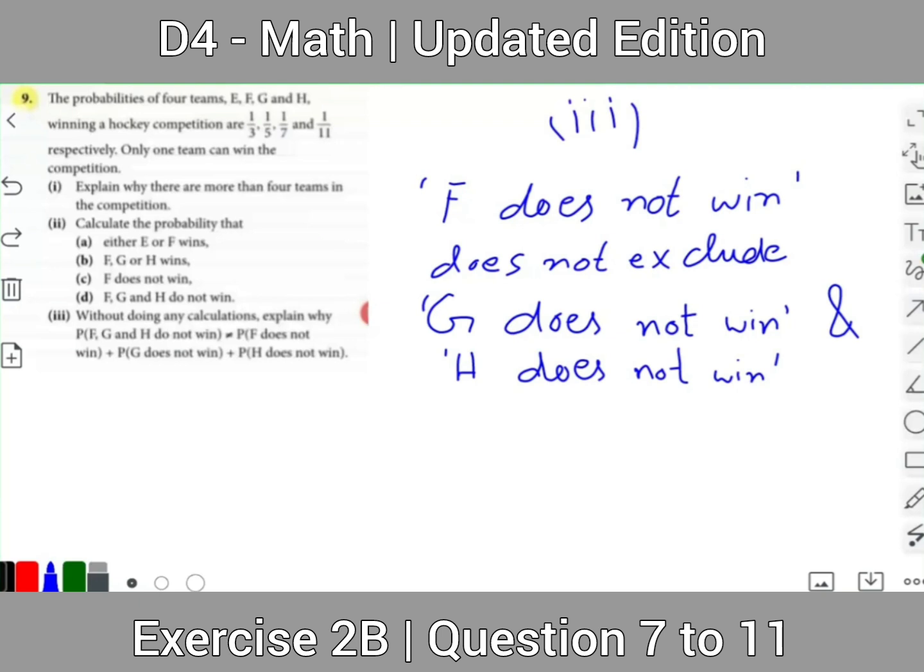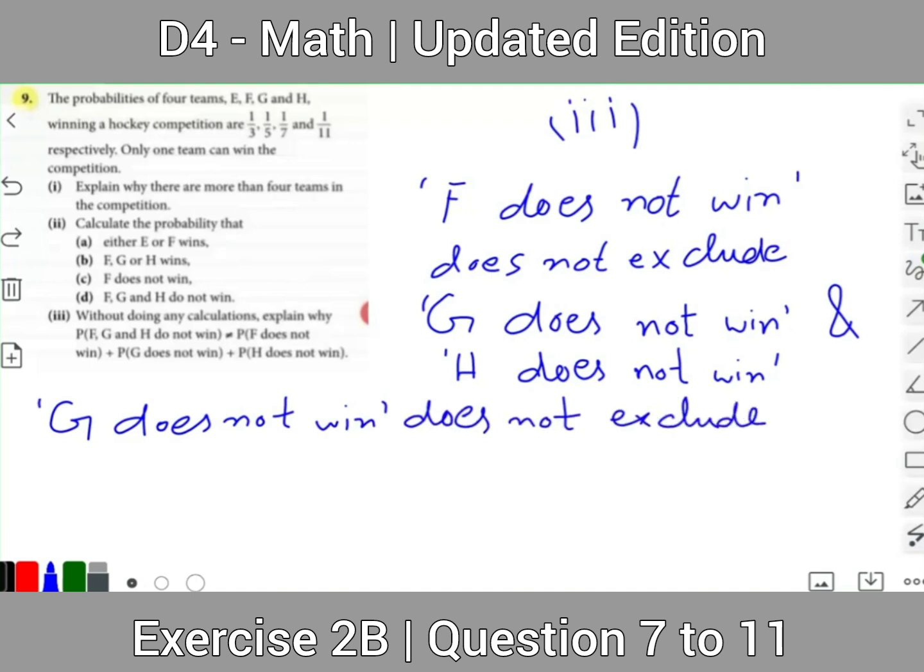So now we will write down here. Similarly, the event G does not win does not exclude events F does not win and H does not win.